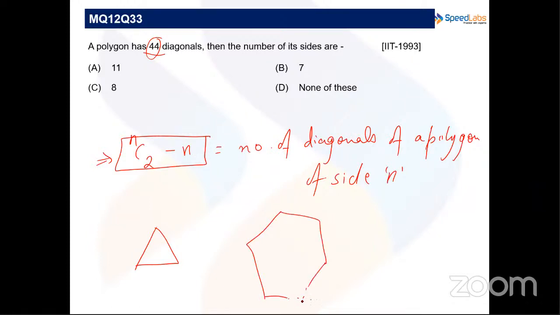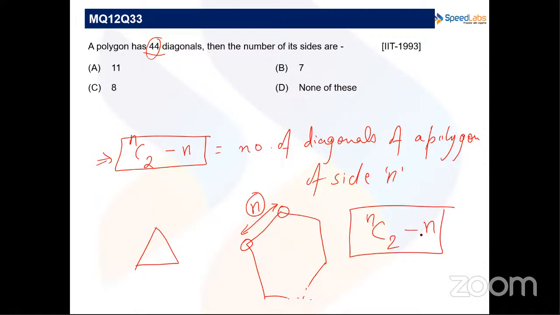First of all, out of these n vertices, we will select any two. These two should not be adjacent. So how many adjacent two-combinations will we get? N adjacent two-combinations. So except these, nC2 minus n will give us the points which are not adjacent to each other, so a diagonal can be made. So this is the formula for the number of diagonals of a polygon of side n.